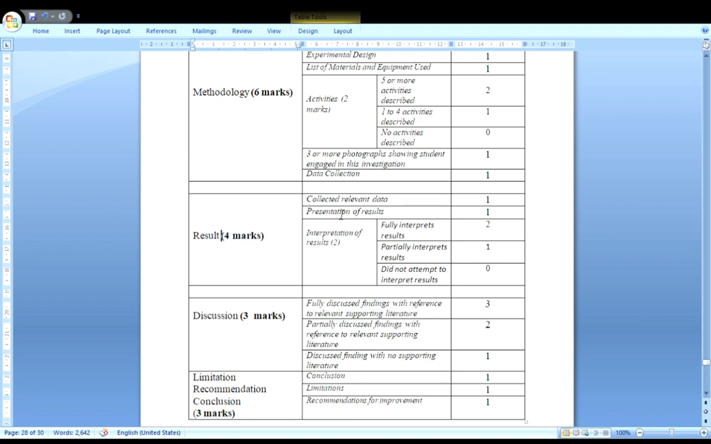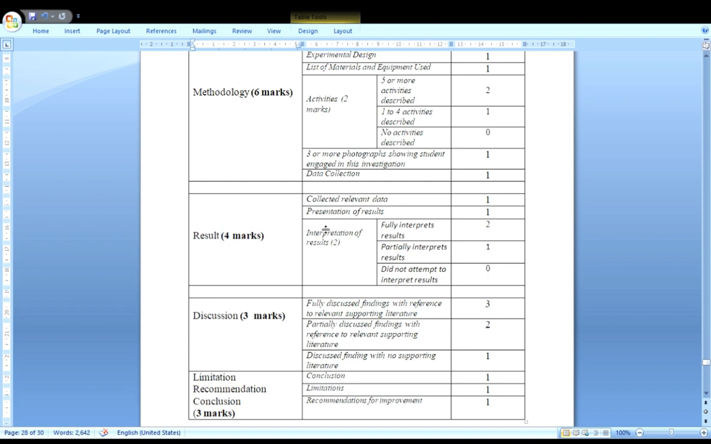All the information that you present in your results should be stated in your data collection. And the information you state in your data collection should be relevant to the aim, to the problem statement of your investigation. So this is where the actual information that you collected from your investigation starts. You would present that data, and that's 1 mark. The assessor would check your SBA to see that the information you said you would collect is actually collected in your SBA.